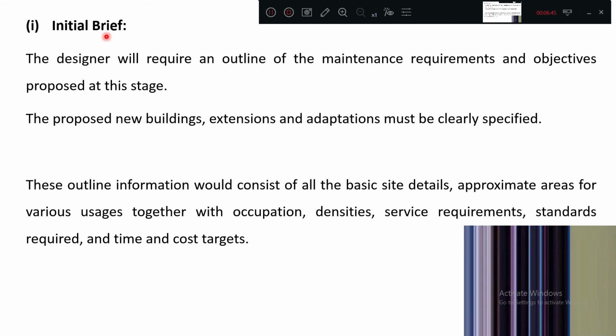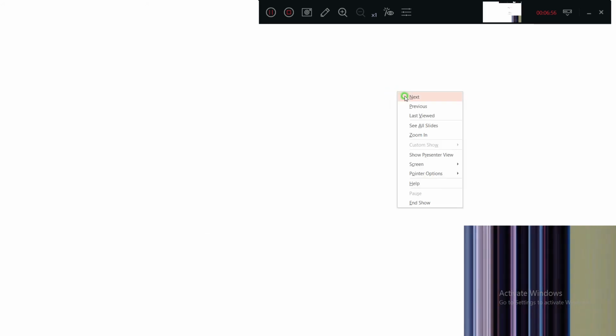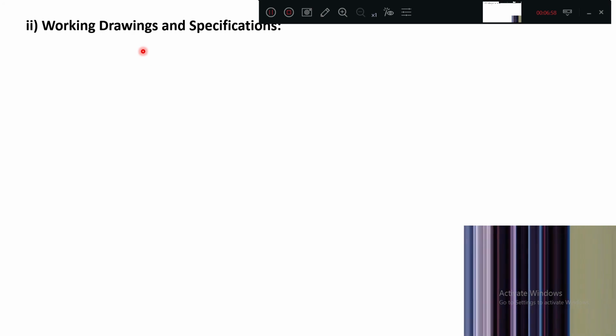Initial brief includes projects and their similar maintenance requirements, future expansions, and details related to these things, site details. Okay, in the next one he is going to get the drawings, he is going to prepare the drawings and specification. In a nutshell you can arrange. Okay, now I have got the information.